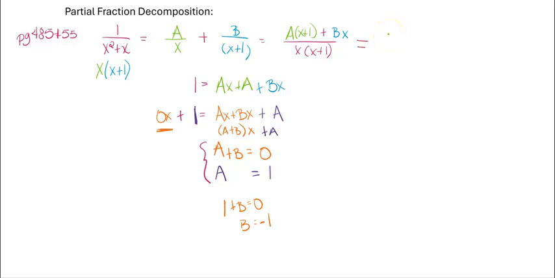So now I have my numerators for my decomposed fraction, or my partial fractions. The numerator that goes over x is a, and a is 1. And the numerator that goes over x plus 1 is negative 1. So I could write this as minus 1, or I could say plus a negative 1. So 1 over x squared plus x decomposes into the partial fractions of 1 over x minus 1 over x plus 1. And that would be my answer.